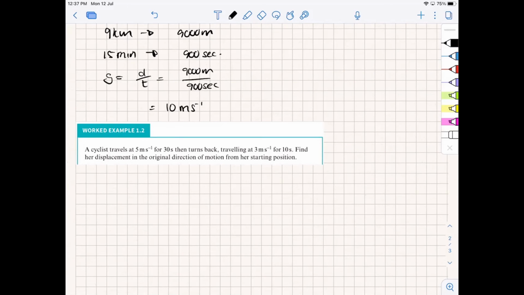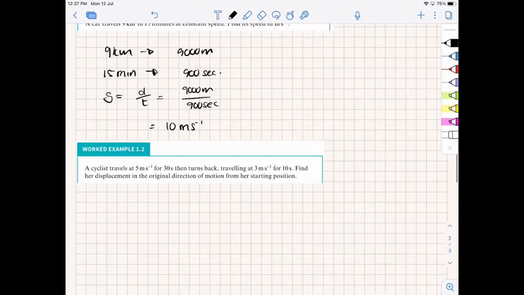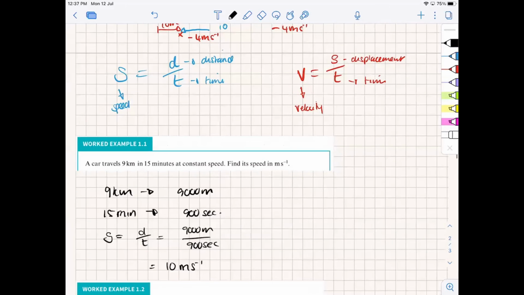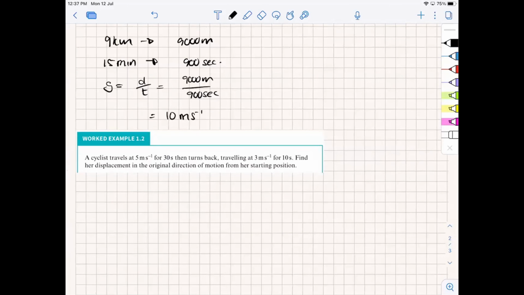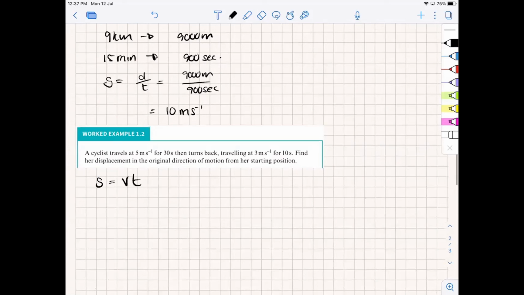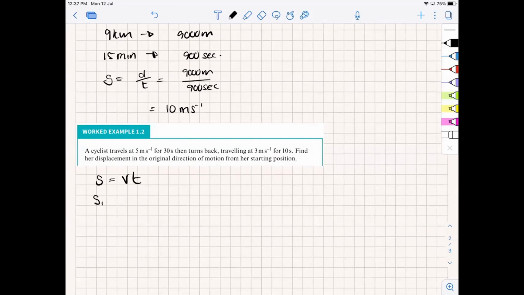So, Kiana, what's my formula for displacement? If velocity is equal to displacement over time, what is displacement? Velocity over time. Not over time. No, velocity times time. So displacement is equal to velocity times time. And I've got 2 velocities that I have to work with. Because they're in opposite directions, I need to treat them individually. So I'm going to look at the displacement of the first one.